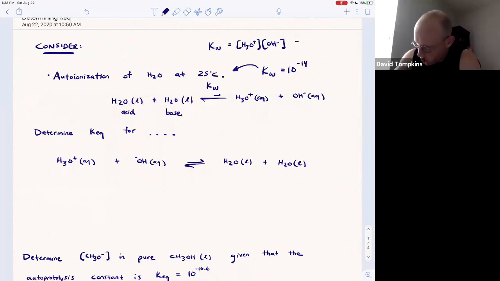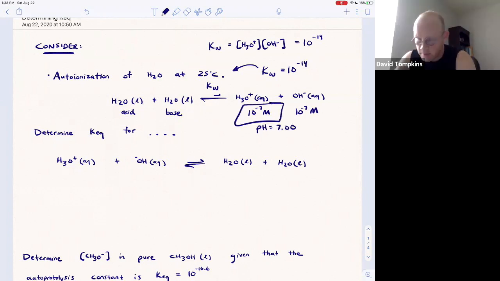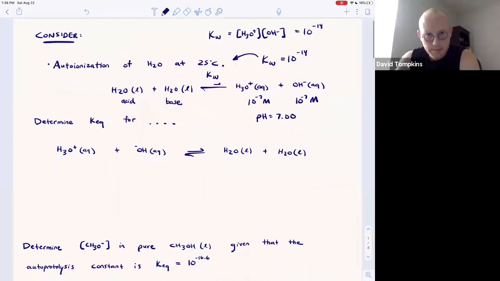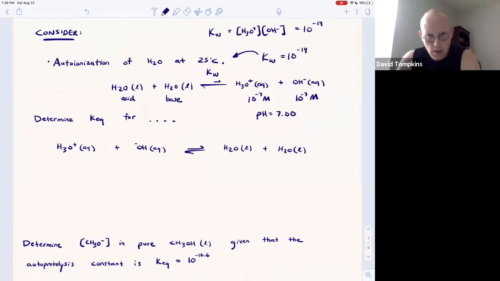And of course, these two will multiply to give 10 to the negative 14. Or in pure water, you'll have 10 to the negative 7 molar of hydronium and an equal concentration of hydroxide. So those multiply to give Kw. Right, so that proves why the pH of pure water, or negative log of hydronium, is 7, because there's 10 to the negative 7 molar hydronium and hydroxide in this solvent. So let's take that Kw and do some problems where we have to manipulate it to find new equilibrium constants.